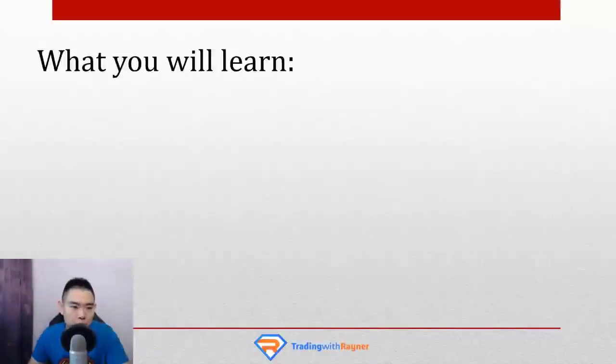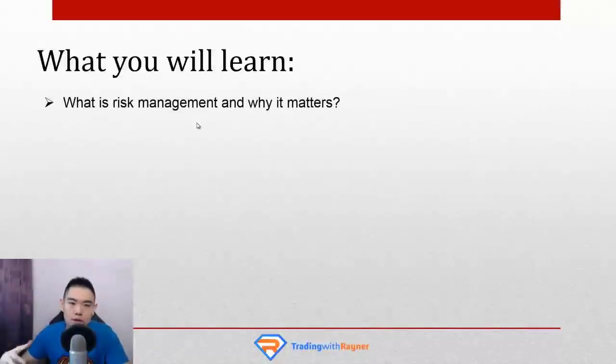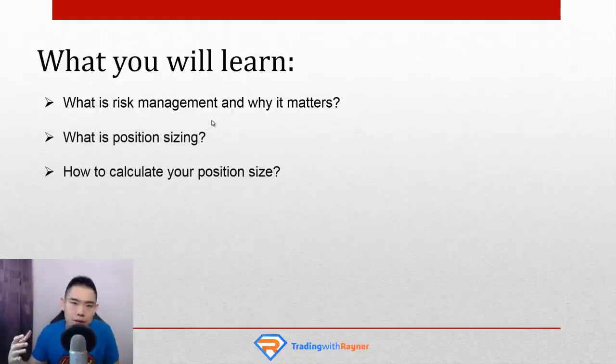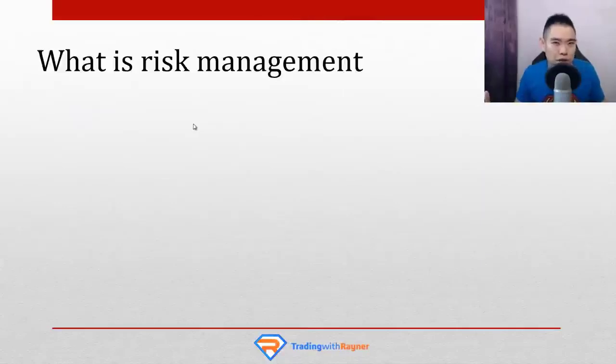So in this section, you will learn, number one, what risk management is and why it matters. Number two, what position sizing is. And finally, how to calculate your position size such that you never blow up another trading account. This topic that I'm about to share with you is very important, so pay close attention. First and foremost, what is risk management?